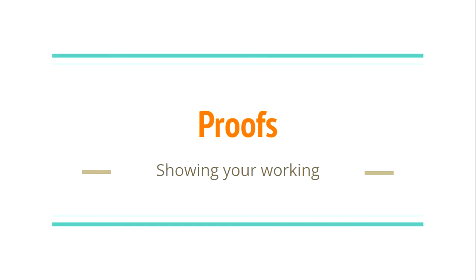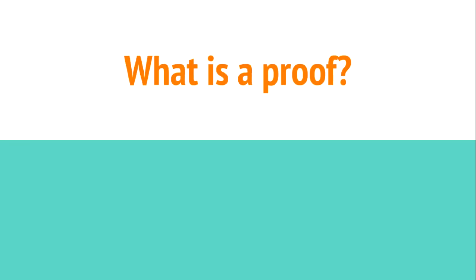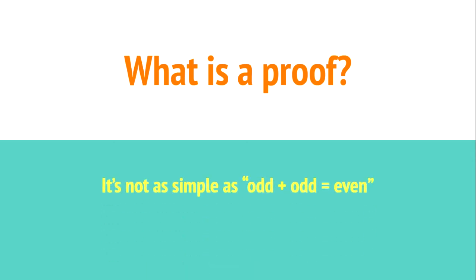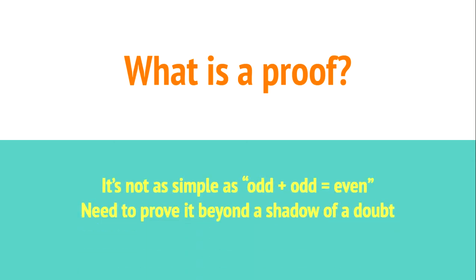This video is on proofs. Quite often we state things as fact, like an odd number plus an odd number is an even number, but sometimes that just isn't good enough, so we need to mathematically prove it. How do we do that?